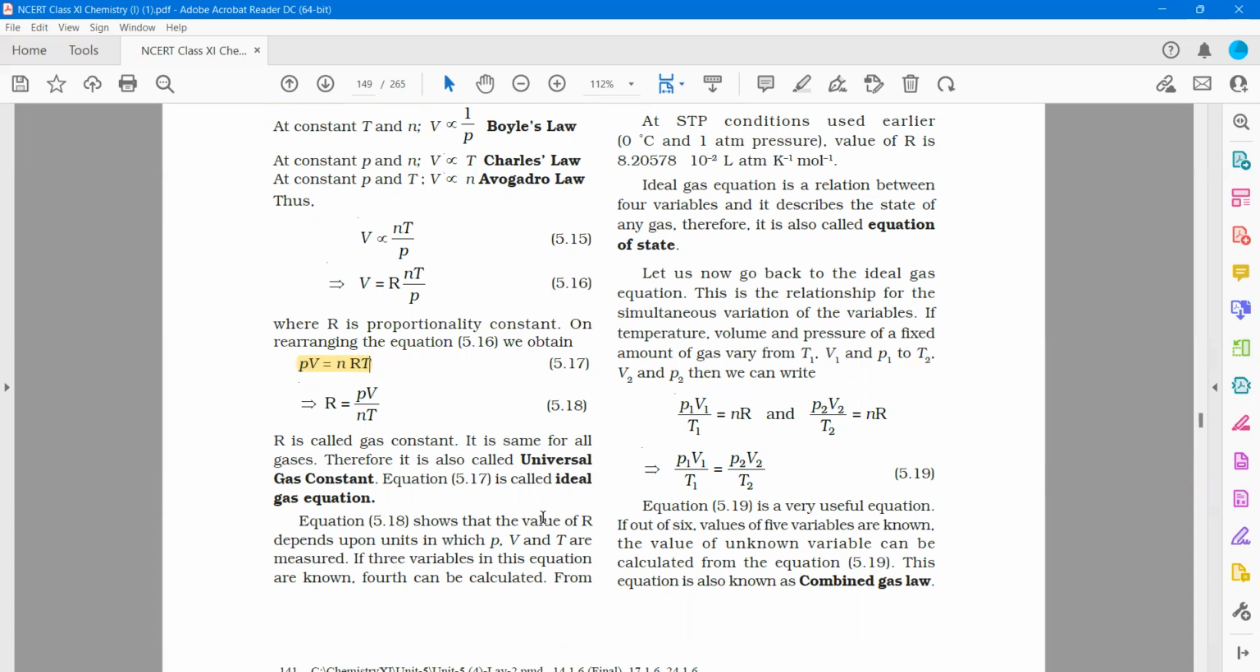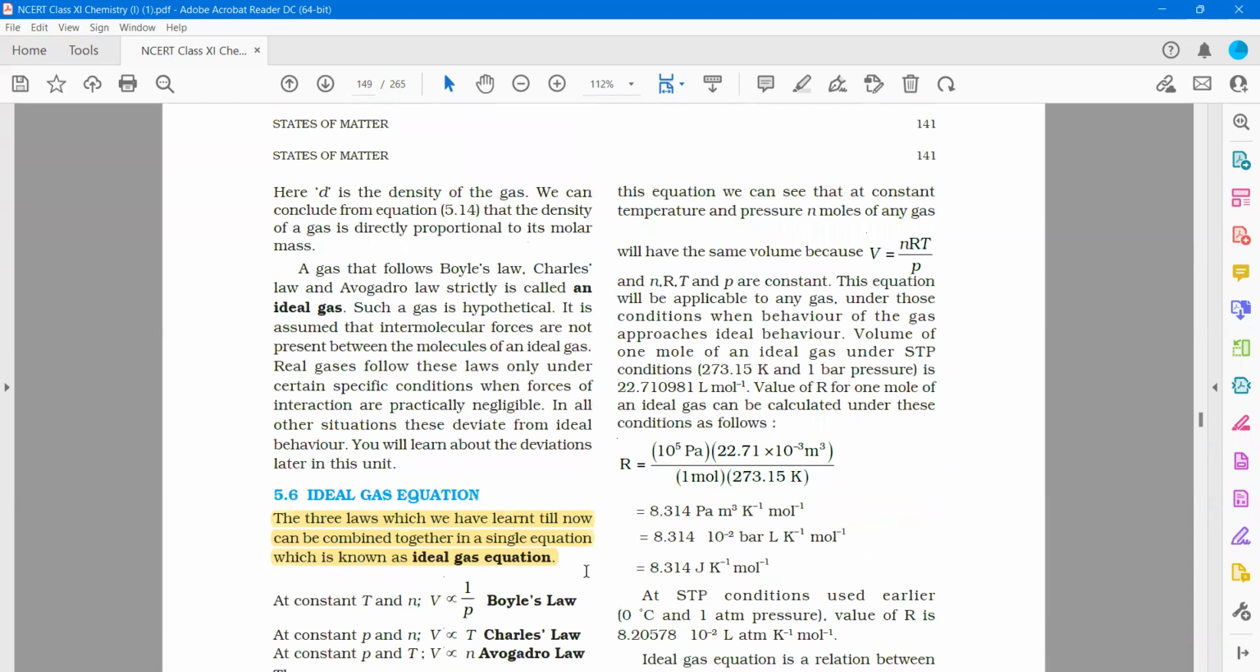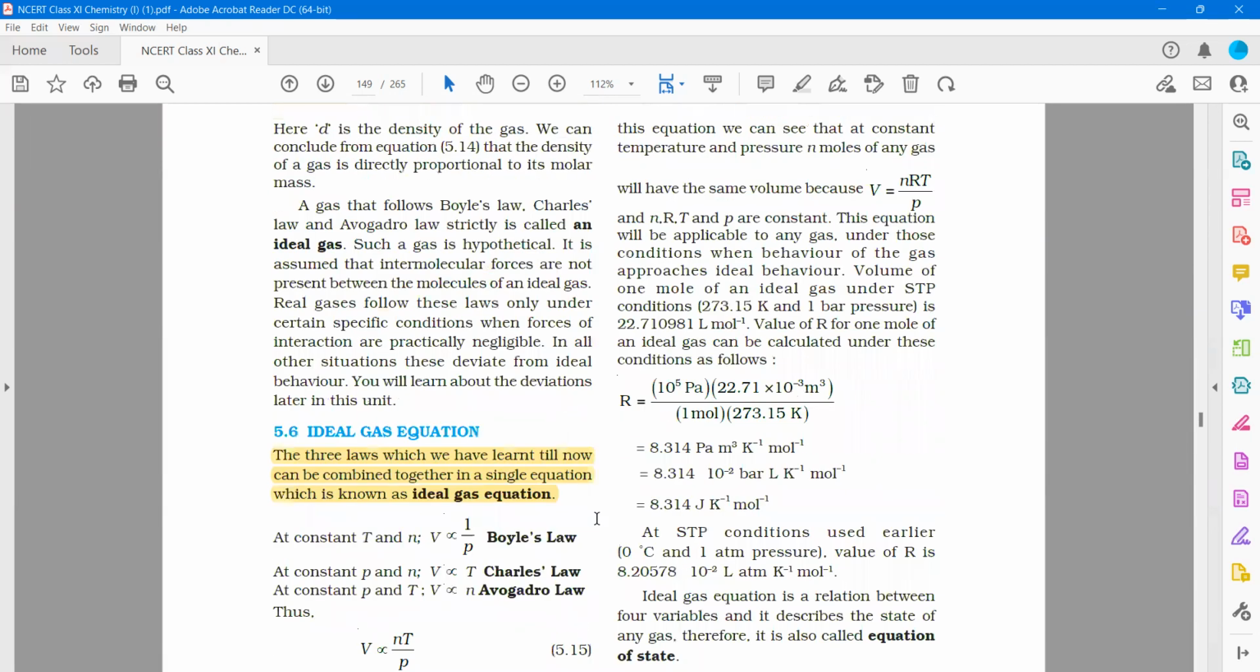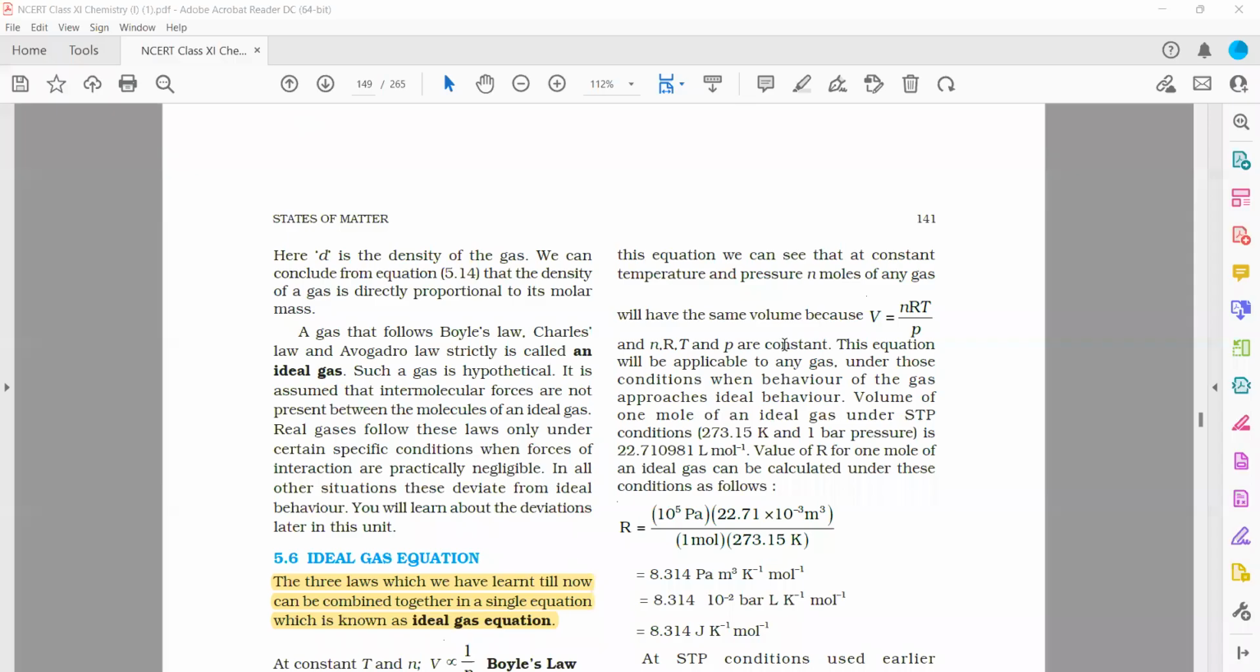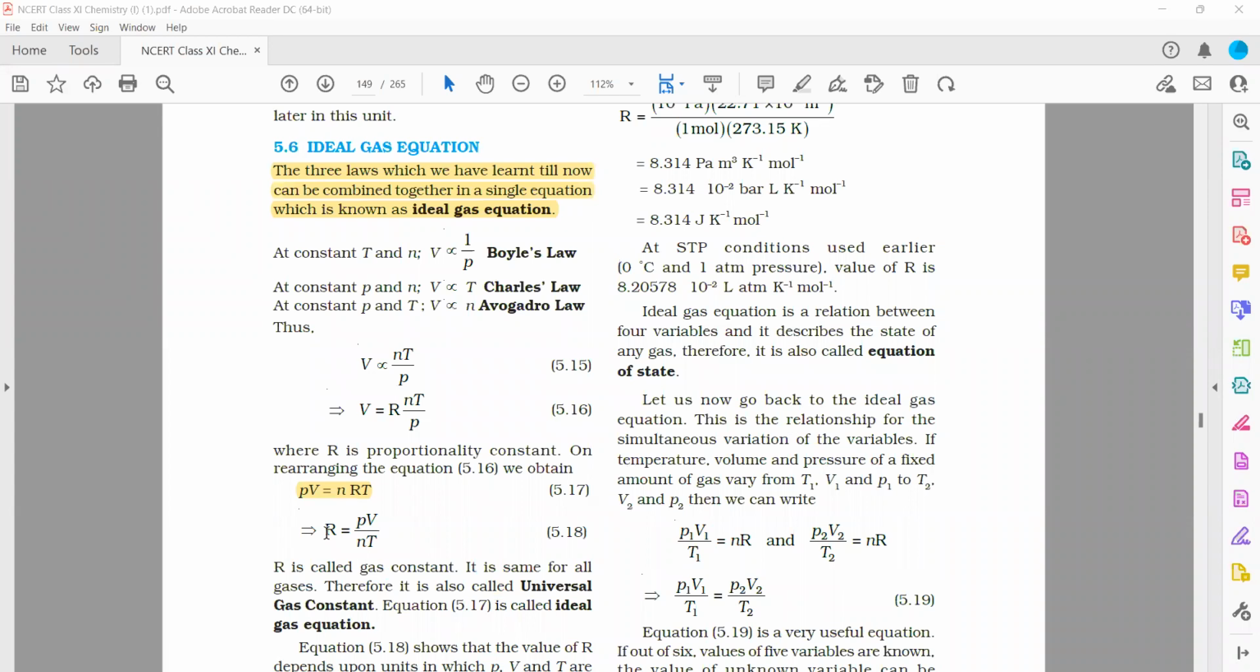It shows that the value of R depends upon the units in which P, V, and T are measured. If three variables in these equations are known, the fourth can be calculated. So from this equation, we can see that at constant temperature and pressure, n moles of any gas will have the same volume, because V equals nRT upon P, right? Here R is a constant, so it holds for any pressure, volume, n, and temperature.